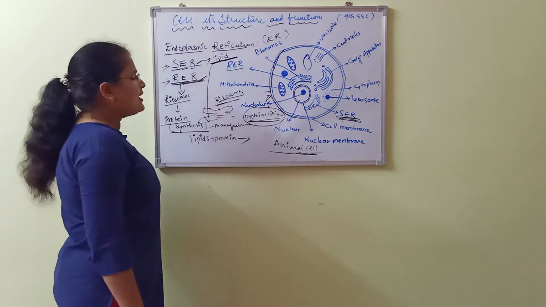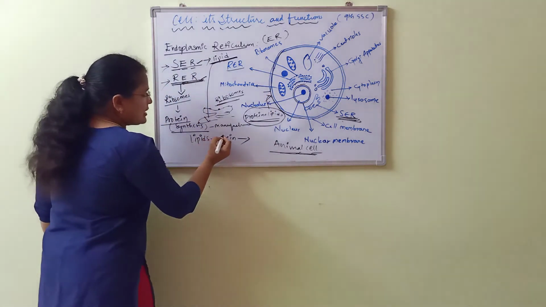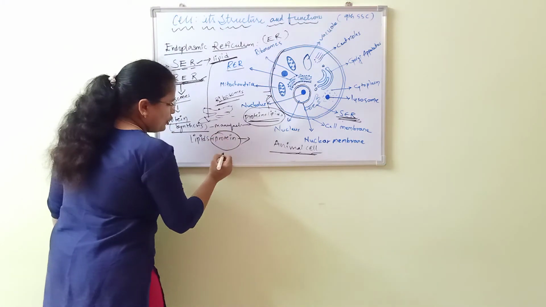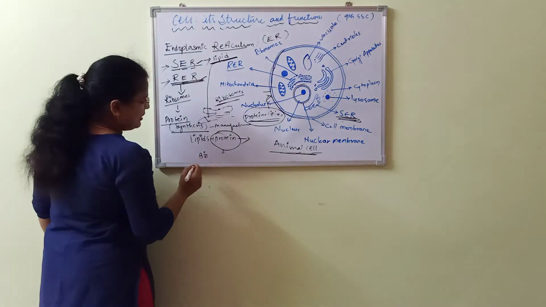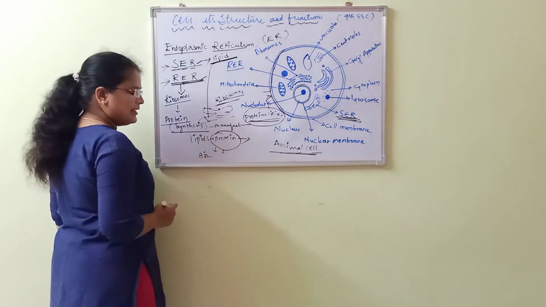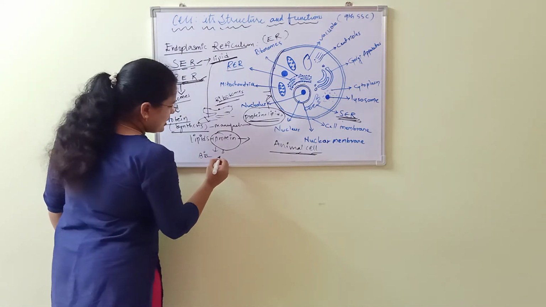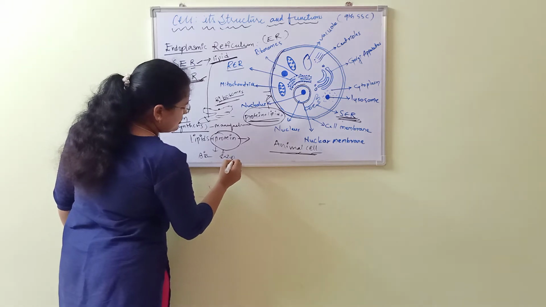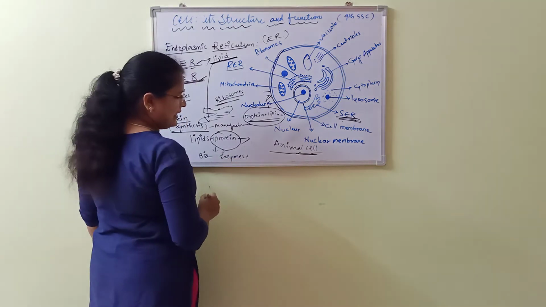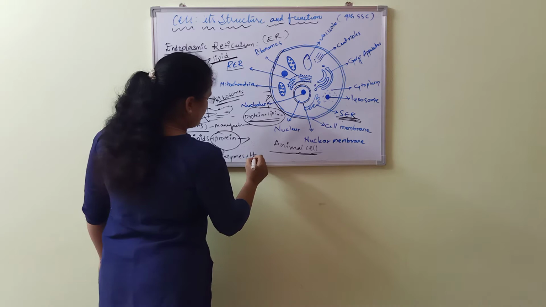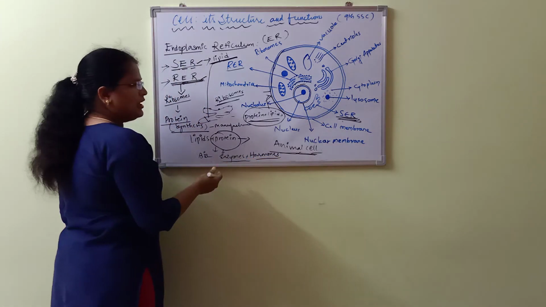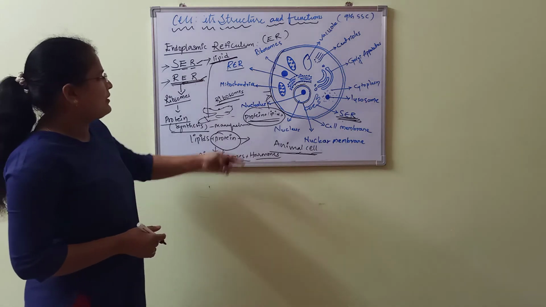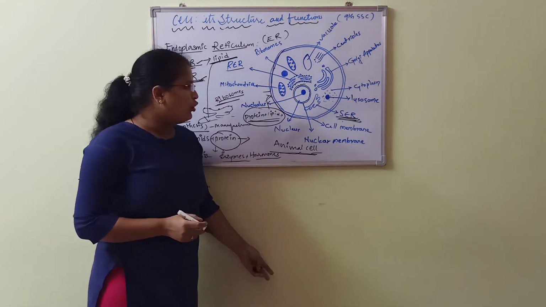And not only that, the proteins that are being produced here, the biochemicals in the form of proteins, even produce enzymes as well as hormones. They are produced from here only. Enzymes and hormones are being produced from the endoplasmic reticulum only.